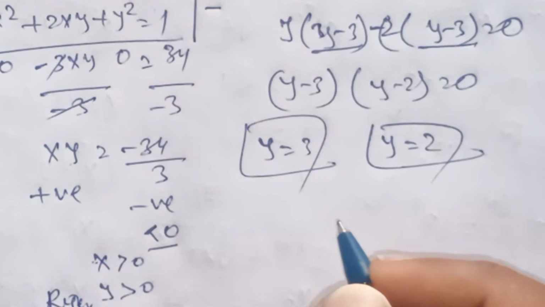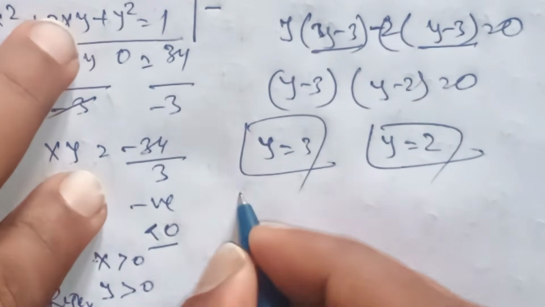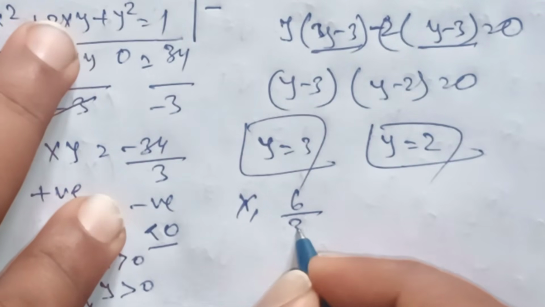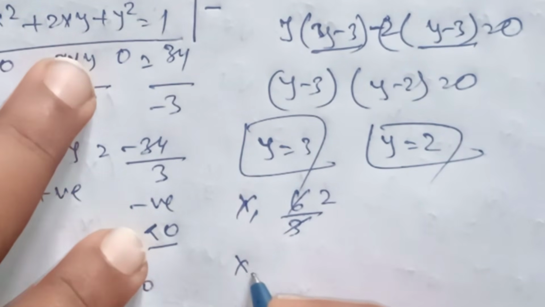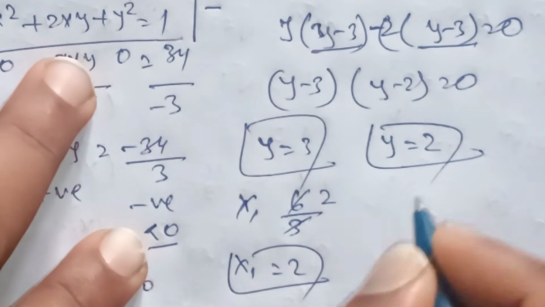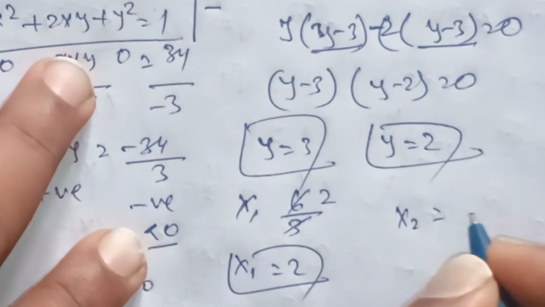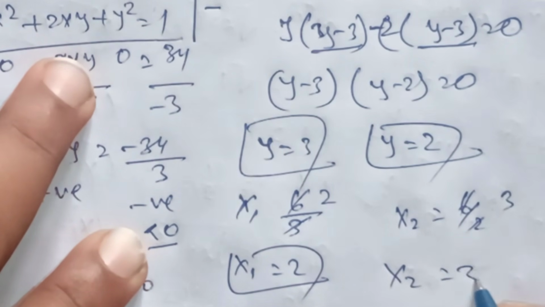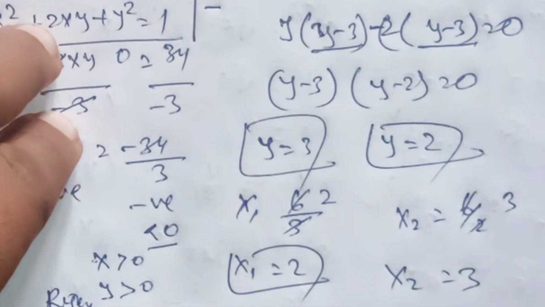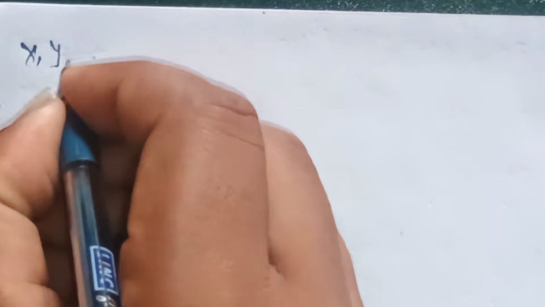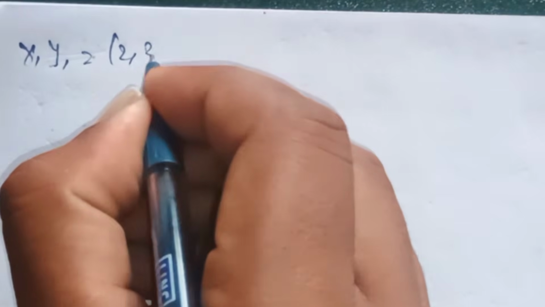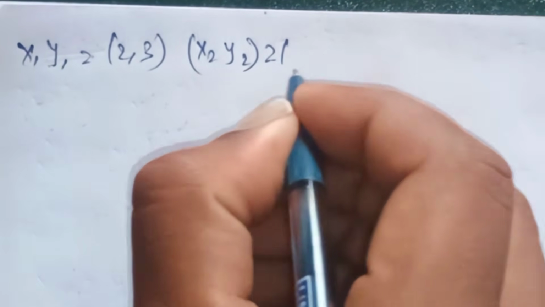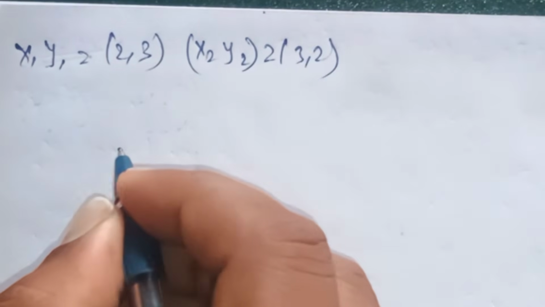Therefore, next step, x₁ = 6/3, that will be 2. Here x₁ = 2. Here x₂ = 6/2, this will be 3. Therefore, x₂ = 3. After that, (x₁, y₁) = (2, 3). (x₂, y₂) = (3, 2).